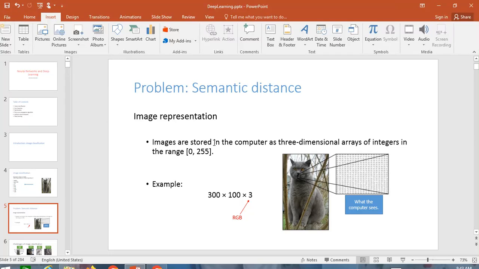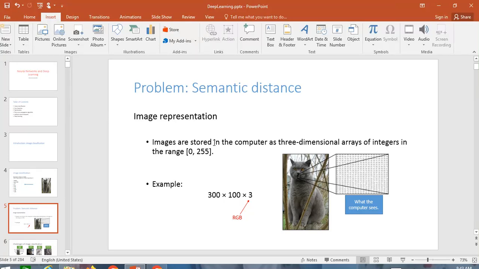Now this problem becomes more difficult if we just change the camera angle. The same object, the same camera, the same light, the same way of standing, but only the camera angle has changed, and now these numbers are completely changed. For these numbers, the computer should still be able to recognize that this is the same cat.